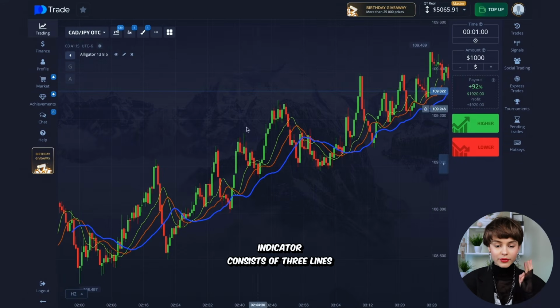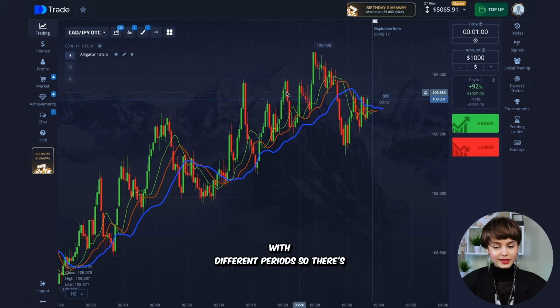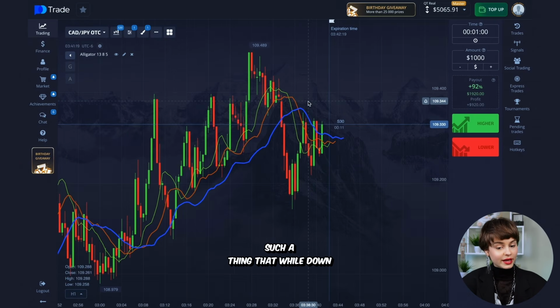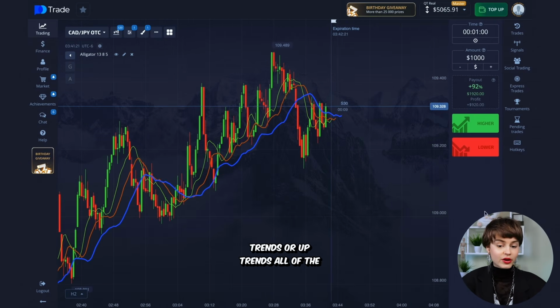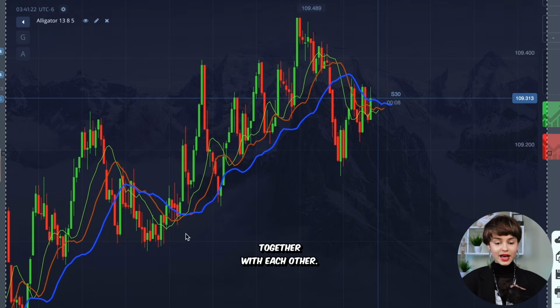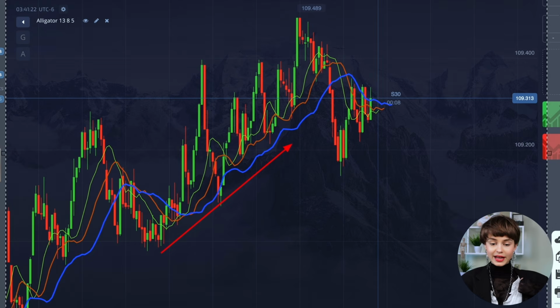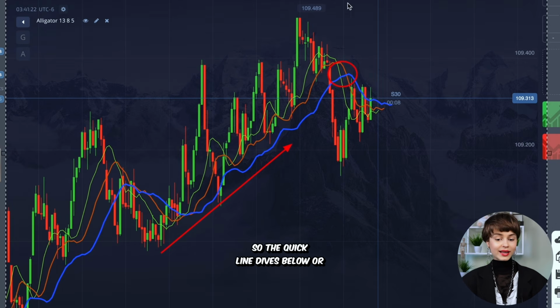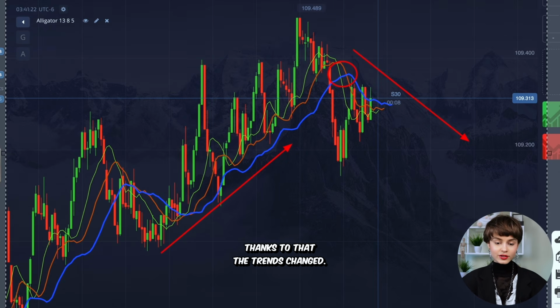The indicator consists of 3 lines with different periods, so there's such a thing that during downtrends or uptrends, all of the lines are moving carefully together with each other. And as soon as the trend is changed, the lines intersect. So the quick line dives below or out of the slow line, and thanks to that, the trend changed.